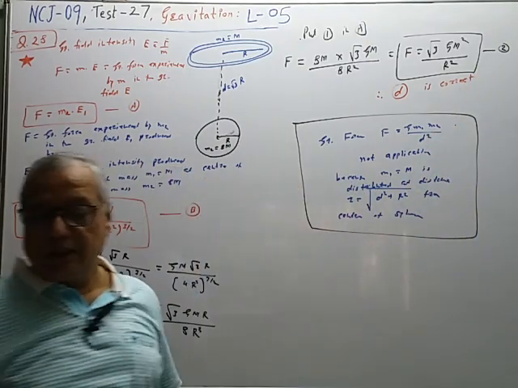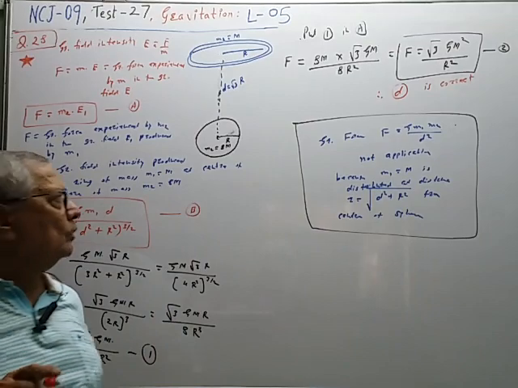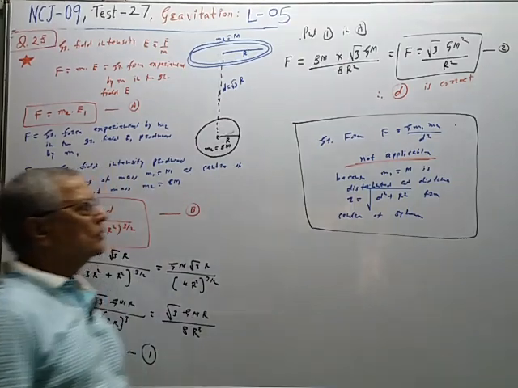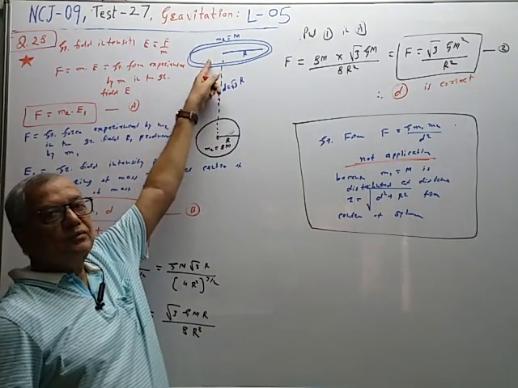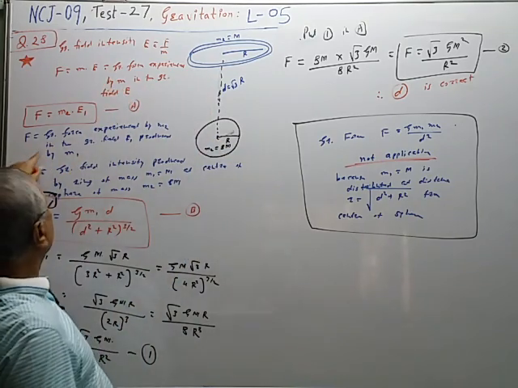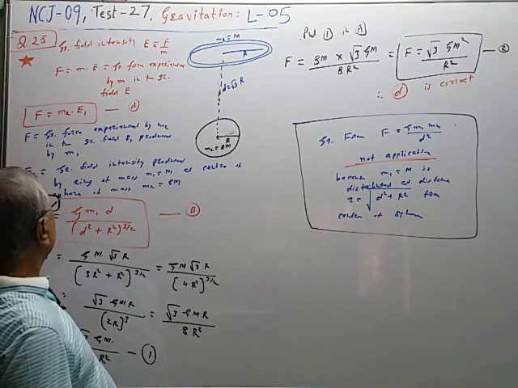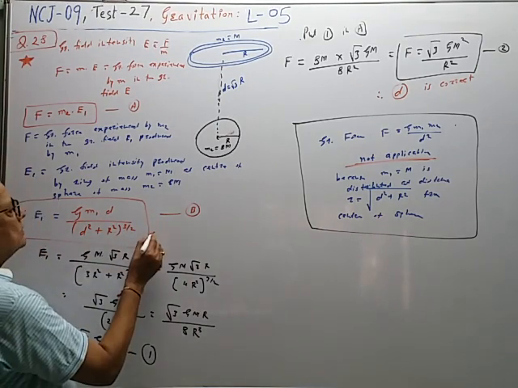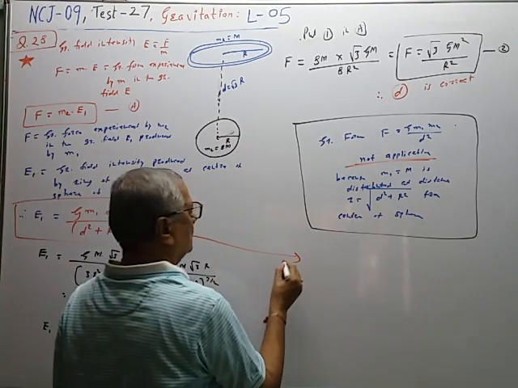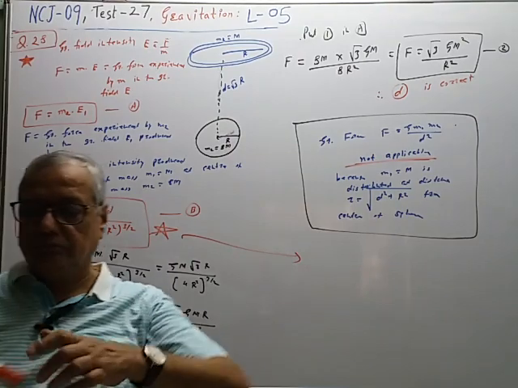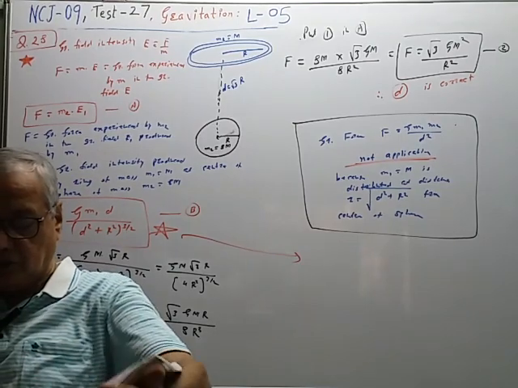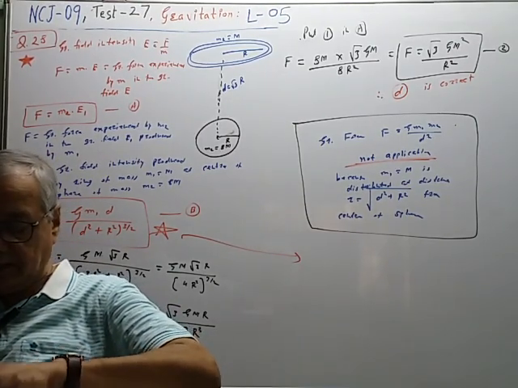Therefore D is correct. So why is this method not applicable? The reason is important. We have to find the gravitational field intensity produced by the ring at this point, and it is denoted by E1. So E1 is given by this formula. Remember this formula. A similar formula we are going to derive in magnetic effects of electric current. So you can get that relation.